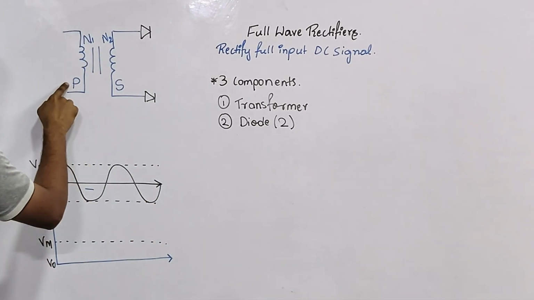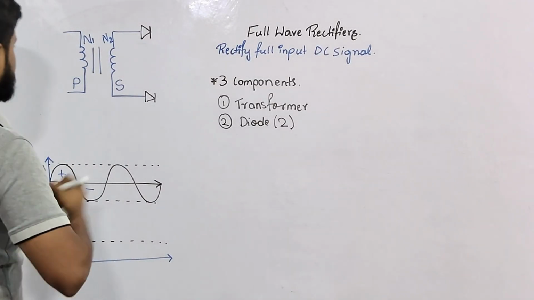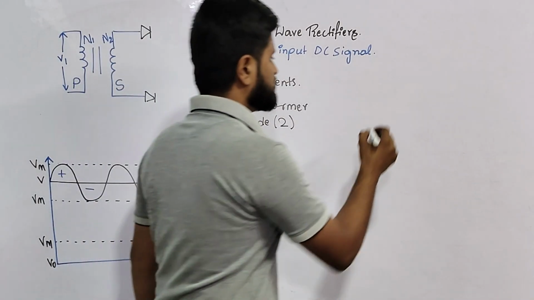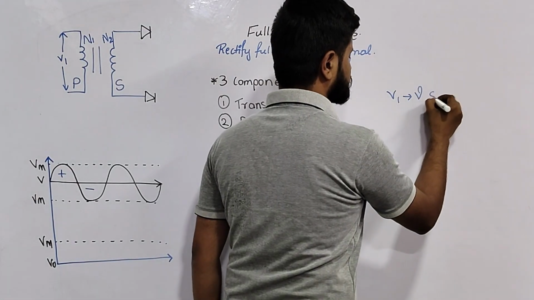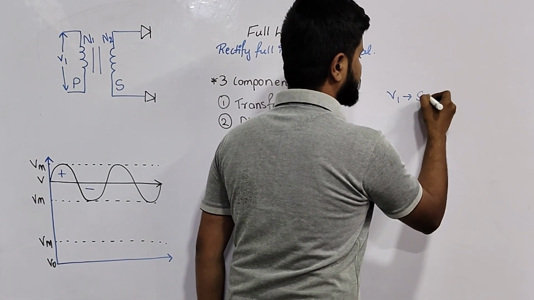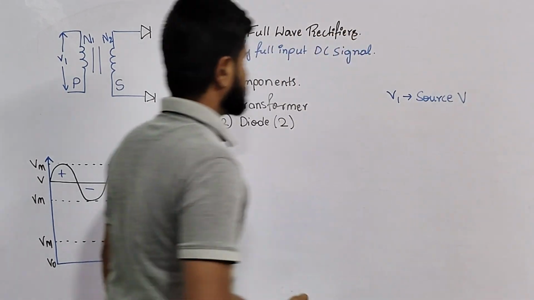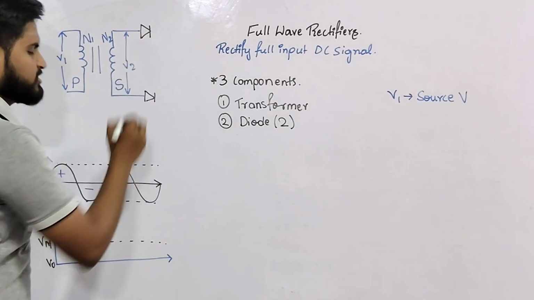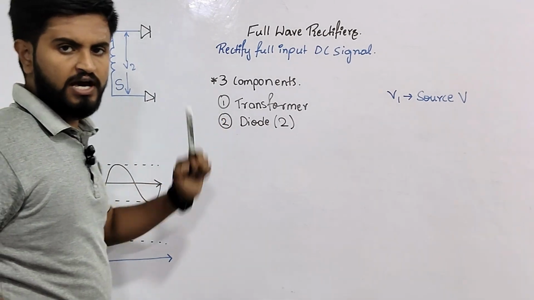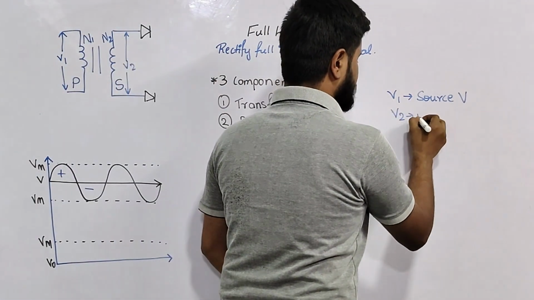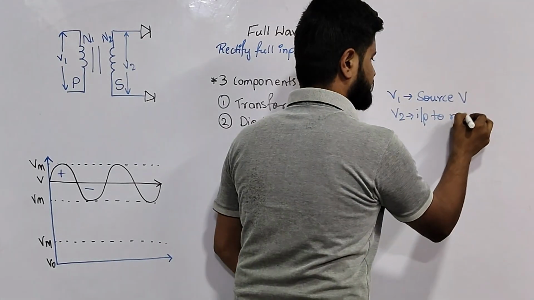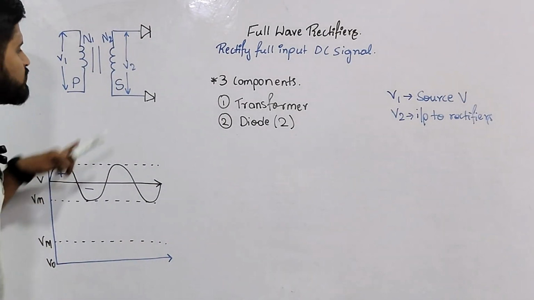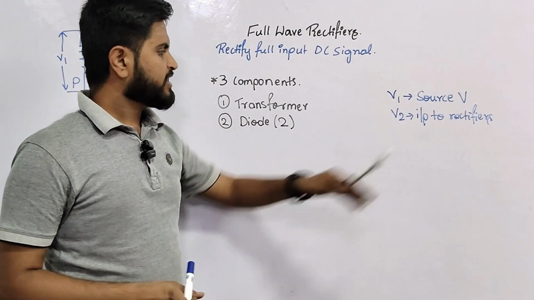Now in the primary coil of the transformer, there will be a voltage source. Let me call it V1. V1 is the voltage source, or you can call it the source voltage. Next, at the secondary coil we will have V2 as the voltage, which will act as an input to the rectifier.